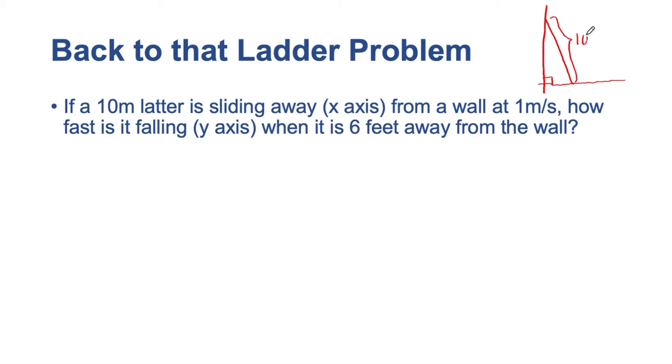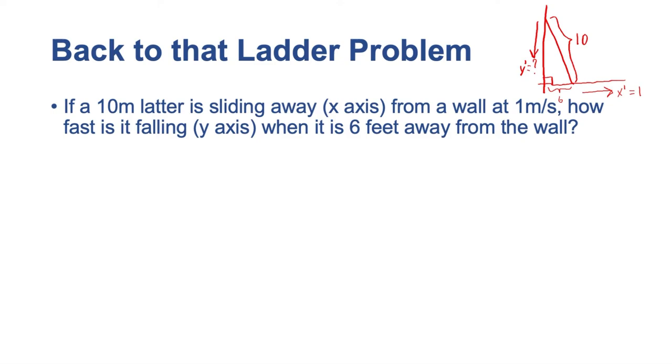So, a 10-meter long ladder. And it's sliding away from the wall at 1 meter per second. So we could write this as x prime equals 1 meter per second. They ask us how fast it is falling this way, so we'll call this y prime. And they want to know how fast it's falling when our ladder is 6 meters away from the wall. All right, so now we've got our picture all set up.